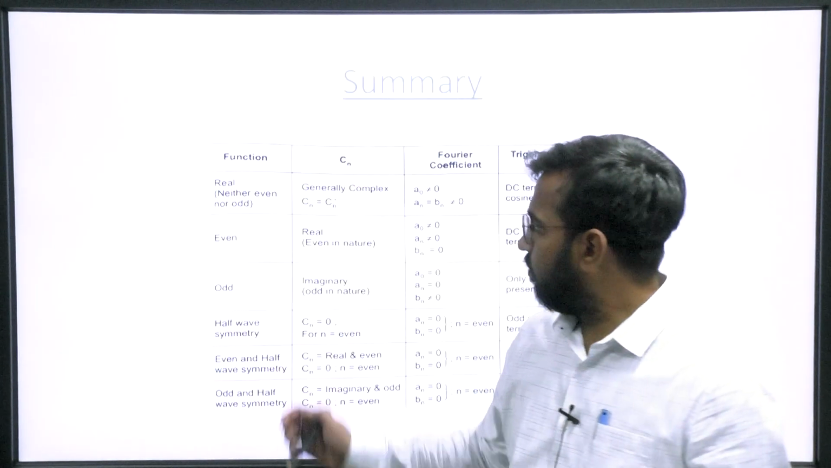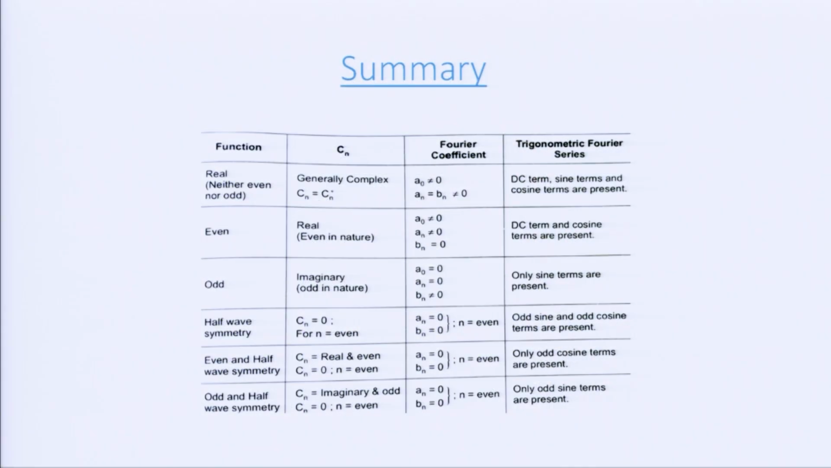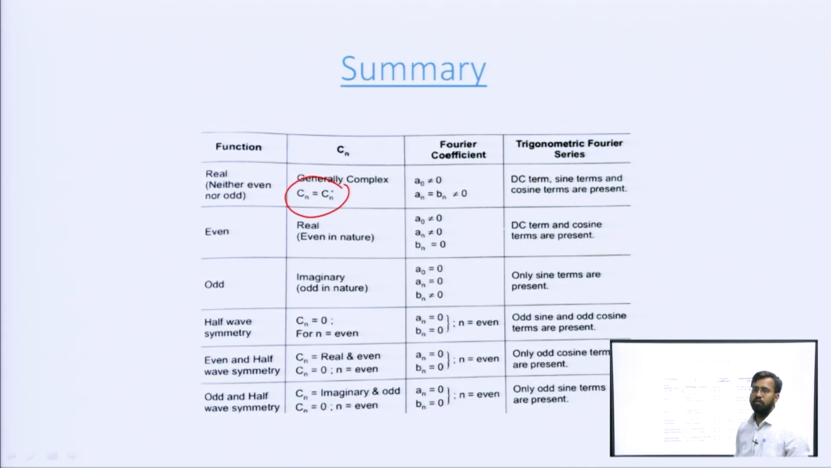Now, we also have to remember a few summaries with the coefficients. If you remember this, it will be easy for us to solve any problem. Without solving, by directly remembering this property, we can say what the value of that exponential form or that coefficient is. So, what is that function? Whenever a function is neither even nor odd, we have Cn equal to Cn complex.